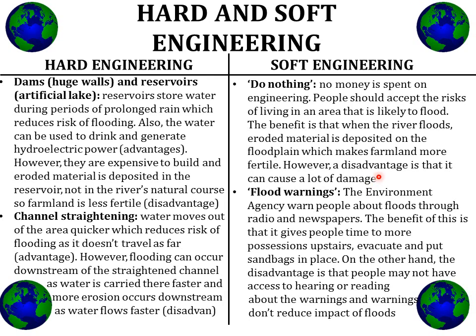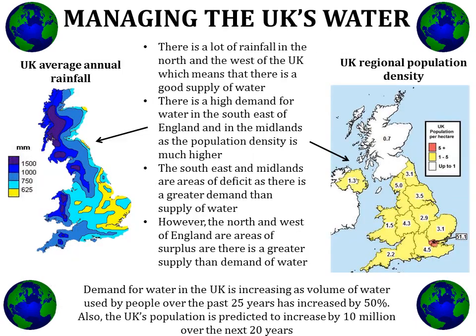all of that. And the second example of soft engineering are flood warnings, and the Environment Agency warn people about floods through radio and newspapers. The benefit of this is that it gives people time to move their possessions upstairs, if they have an upstairs. It gives them time to evacuate and put sandbags in place. On the other hand, the disadvantage is that people may not have access to hearing or reading about the warnings, and warnings don't reduce the impact of floods. So either way, it's still going to.